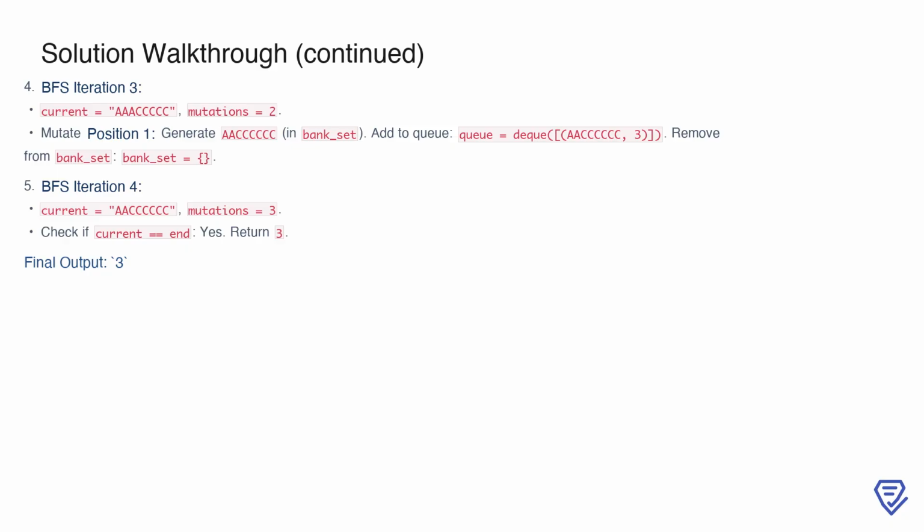Since AACCCC is indeed the end sequence, we return the mutation count of 3 as the result. This means it takes 3 mutations to transform AAACCC into AACCCC using the given bank. The final output for this example is 3.